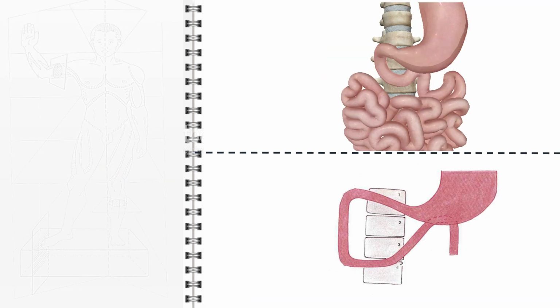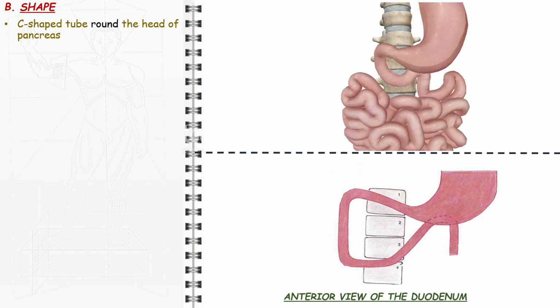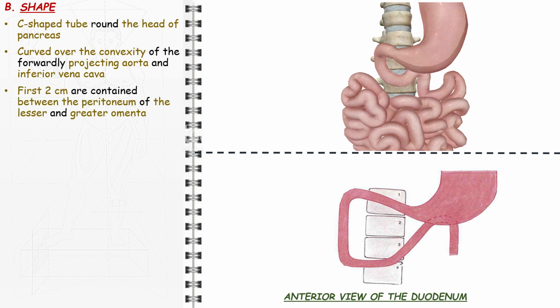The duodenum is a C-shaped tube round the head of pancreas. Sometimes, pancreatic lobules may penetrate the duodenal wall and extend to the mucous membrane. It curves over the convexity of the forwardly projecting aorta and inferior vena cava. The first 2 centimeters are contained between the peritoneum of the lesser and greater omenta. The duodenum is divided into 4 parts: superior, descending, horizontal and ascending.